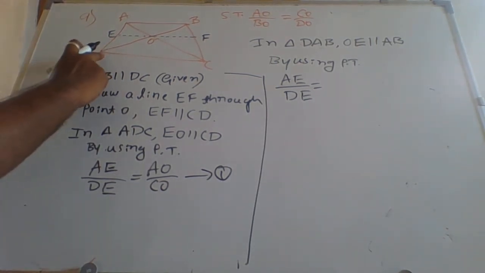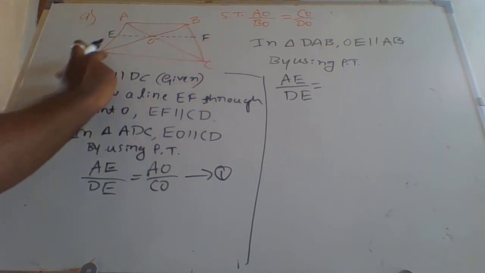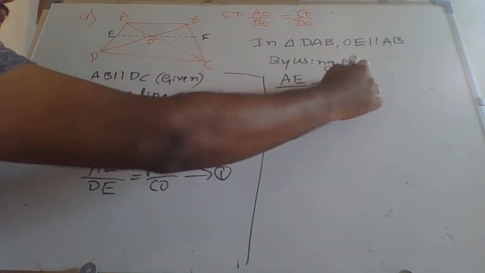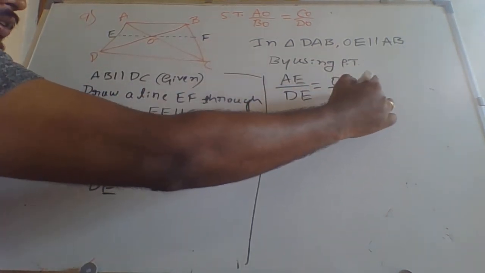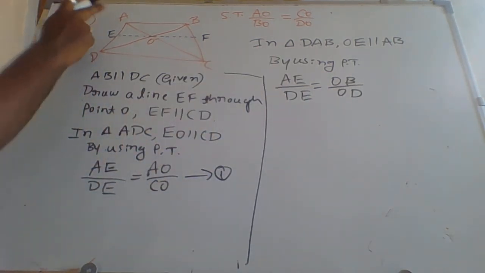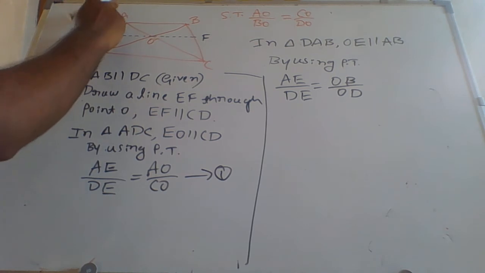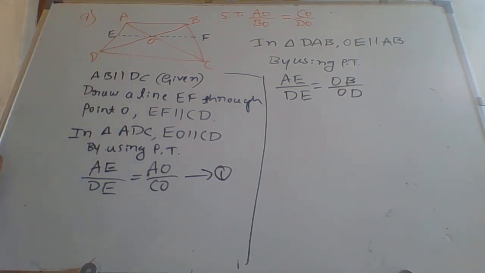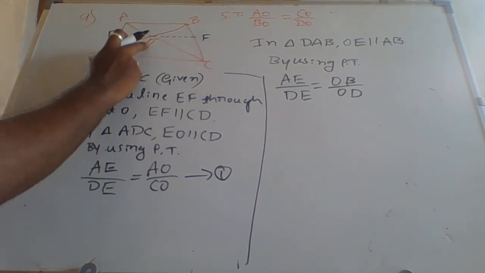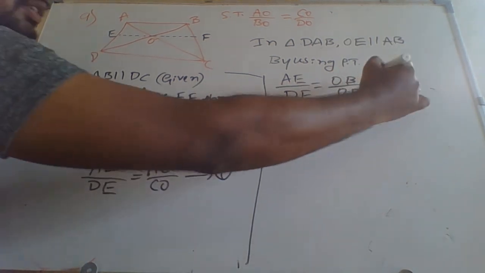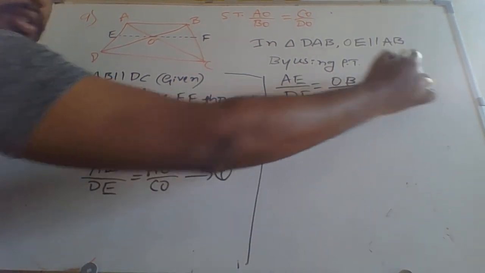OB by OD. Here, if this OE is parallel to AB, we can write AE by DE is equal to OB by OD. Here I will consider this as 2.